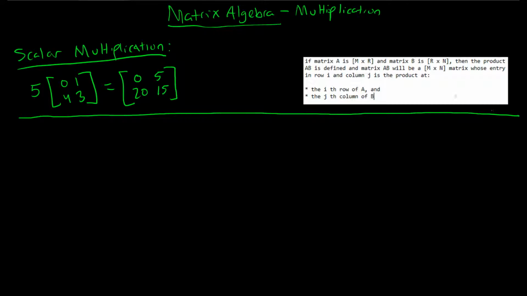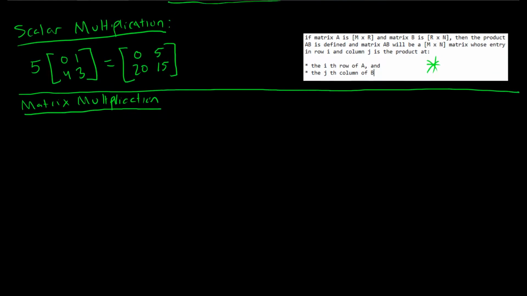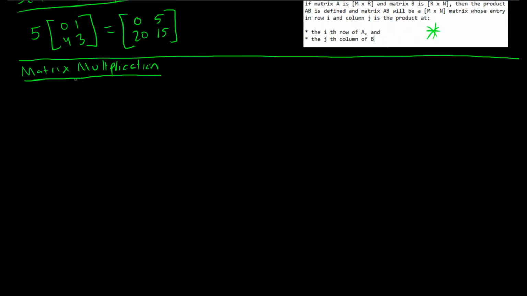Again, very simple. The real part of this comes with matrix and matrix multiplication. The rule here, which you can pause the video and read on your own, I'm going to visually explain. Matrix multiplication is a little bit more involved than scalar multiplication. I'm going to write an example here.